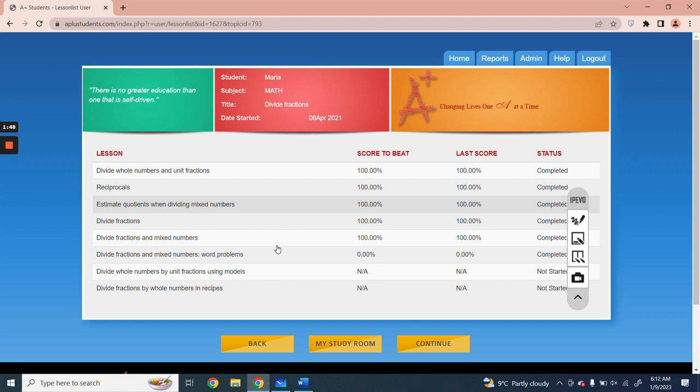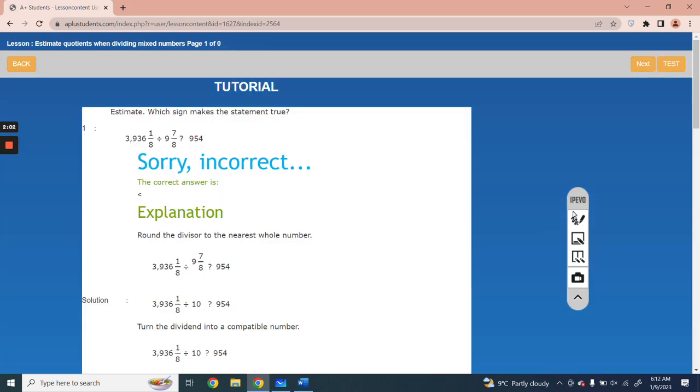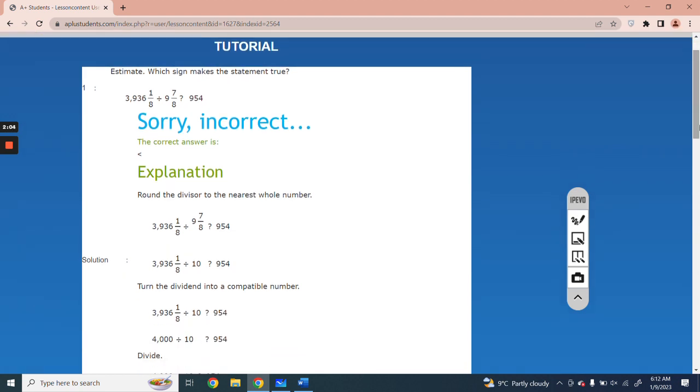Okay, here I am on grade 6 maths. The chapter is divide fractions. So here is the lesson, estimate quotients when dividing mixed numbers. Let's just start with the lesson. Okay, let's start with the example. The first one is estimate which sign makes the statement true. So first we have to estimate, then we have to solve. Let's just start with the first example.